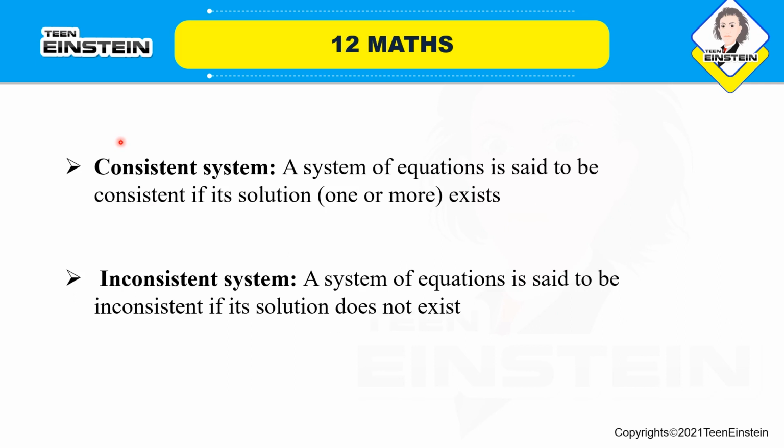So we start with the definitions of consistent system and inconsistent system. A system of equations is said to be consistent if its solution exists. That is, if one or more solutions exist, then we say that the given system of equations is consistent. Otherwise, it is inconsistent. That means a system of equations is said to be inconsistent if its solution does not exist, right?